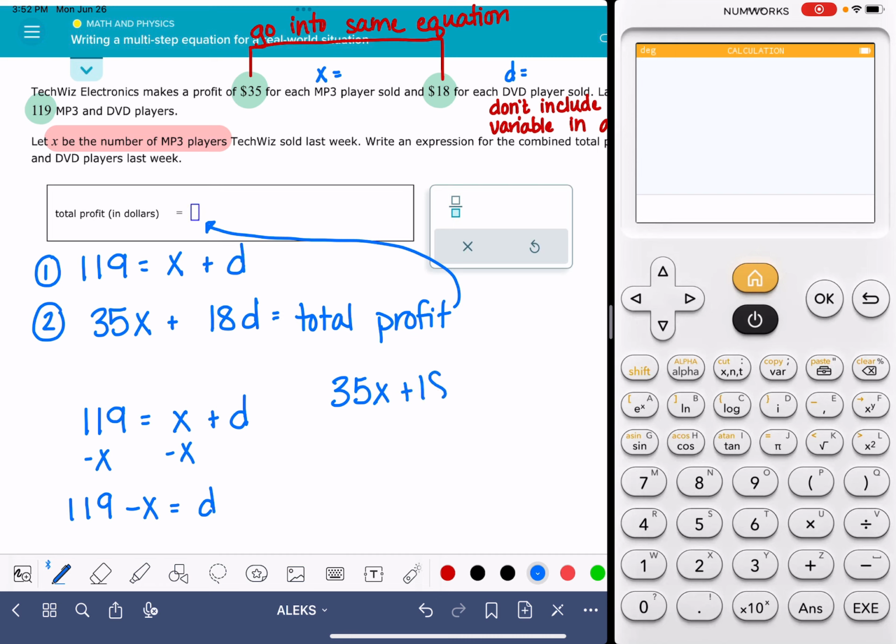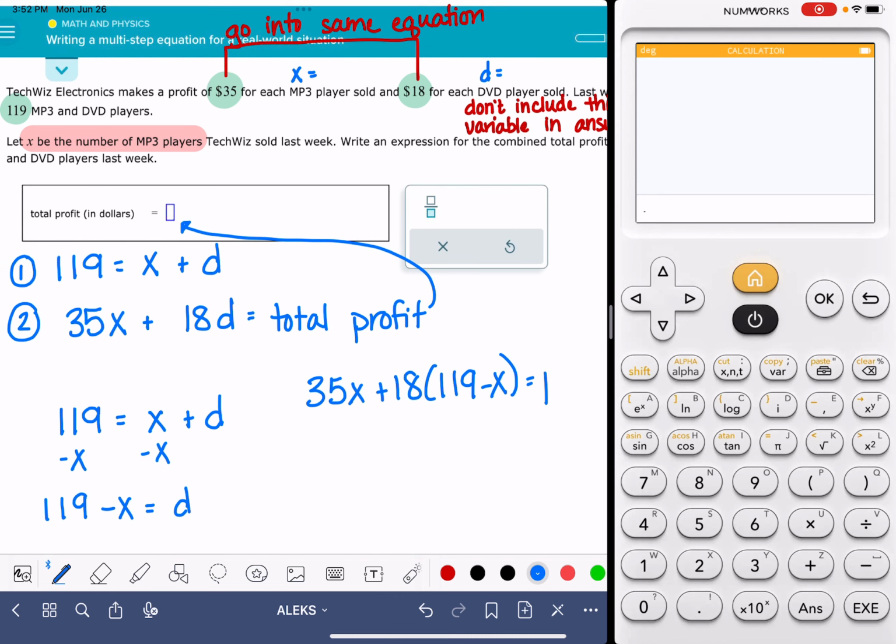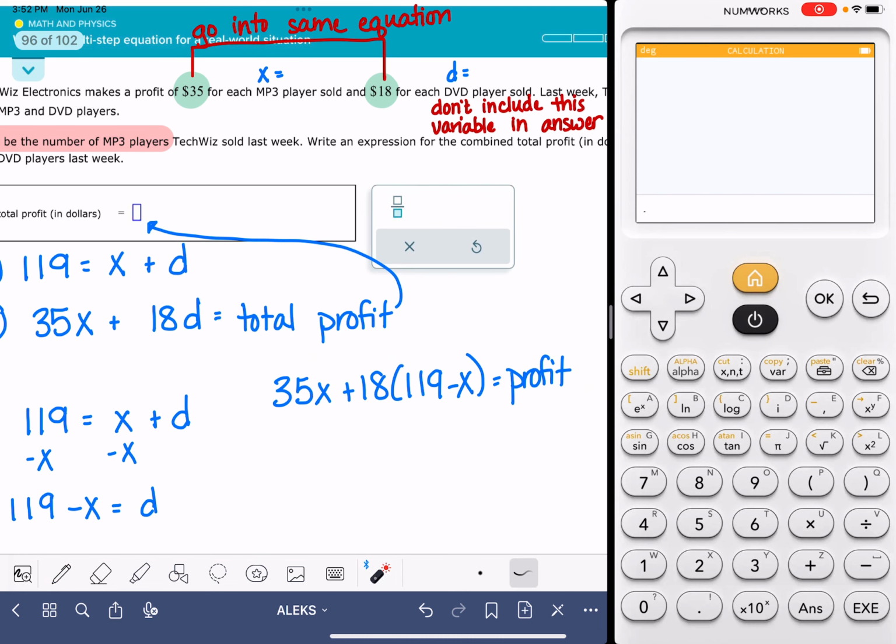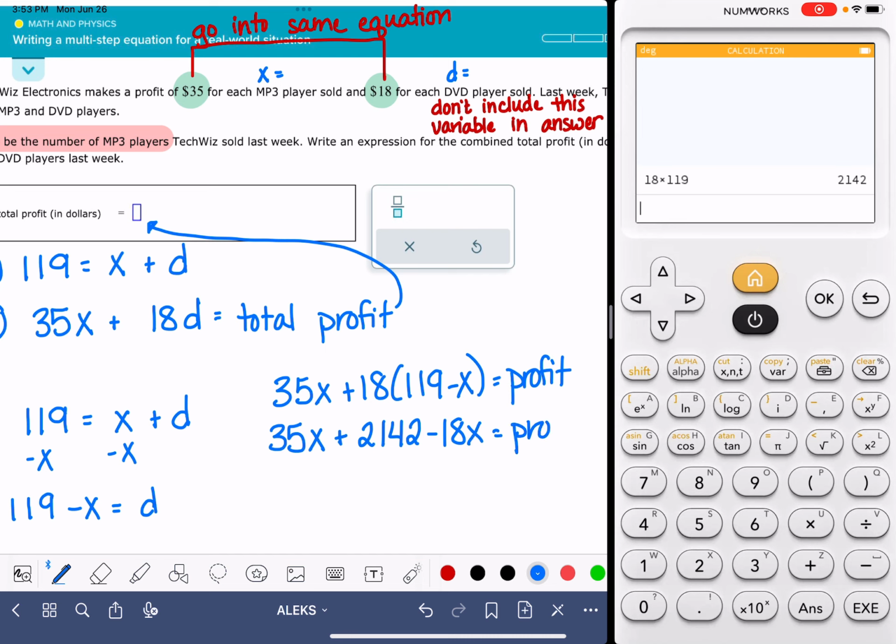35x plus 18, instead of writing d, I'm going to write 119 minus x, and that is my total profit. Now, ALEKS might be happy with the equation in this form. I honestly don't know, but I am not going to risk it and will just work the math out. So I'm going to expand this term. 18 times 119 is 2,142 minus 18x. That is my profit.